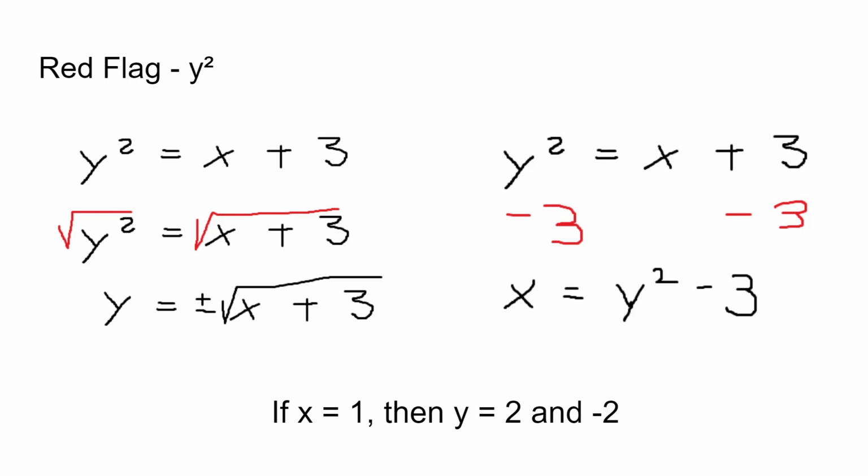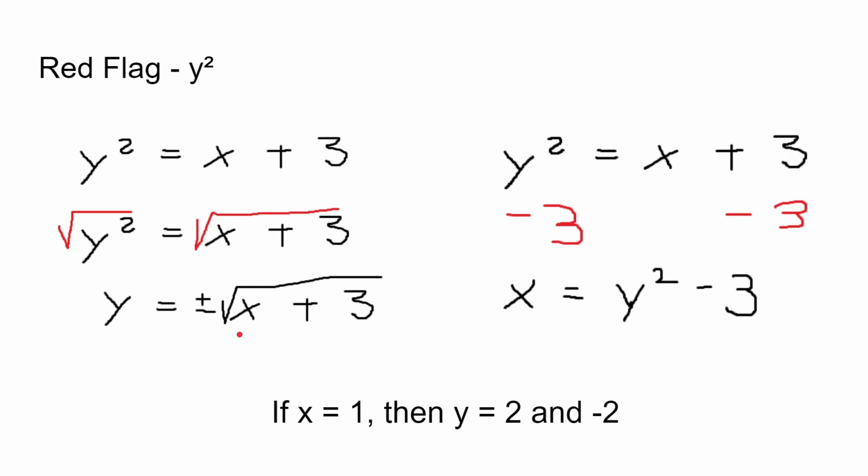One of the biggest red flags when determining if a set of numbers and variables is a function or not is seeing y squared, specifically isolated. I have the same example on both sides, but I simplified it so that we isolated y and x. And you can see that when we plug in one value for x, we would get two values for y.